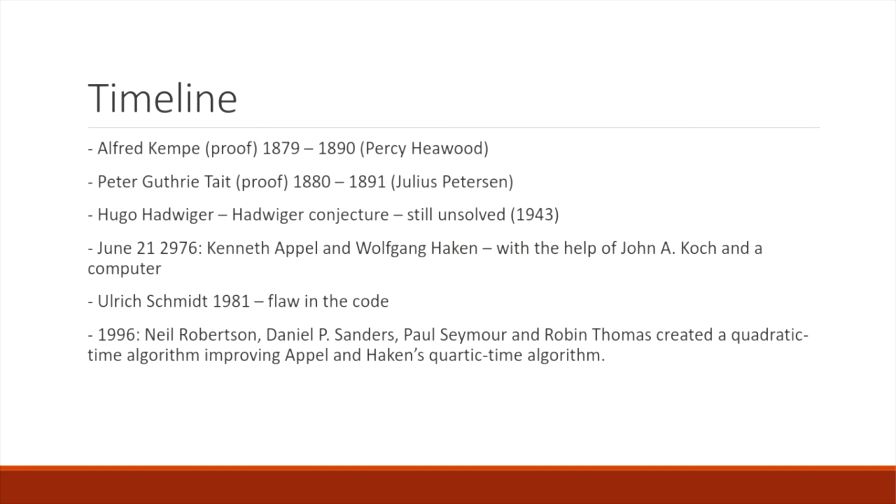So they did the manual labor bit, the computer did the rest, and this guy, John Koch, was the person who helped them with the computer. Now, plot twist, in 1981, Ulrich Schmidt found a small mistake in the code part. Actually, it was very controversial when they came up with a proof that included code, because people were like, okay, but it's really hard to check the code. What if there's a mistake in the code?